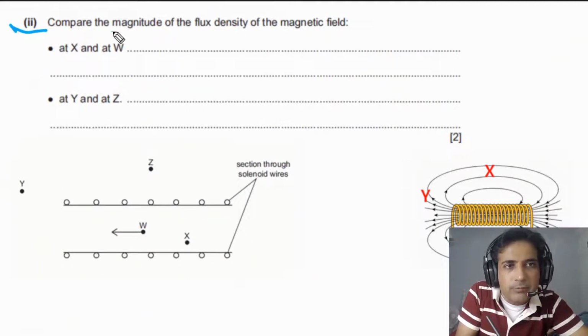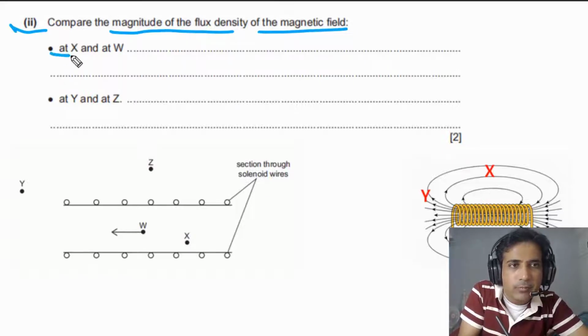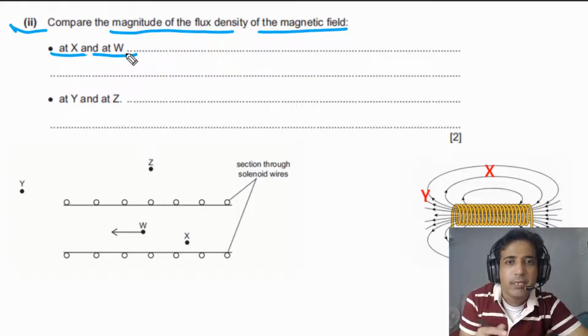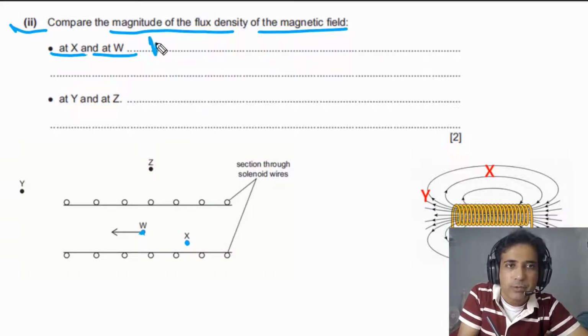For the second part, we need to compare the magnitude of the flux density of the magnetic field at point X and at point Y. We have already discussed the magnetic field at point X and at point W is approximately the same, because the magnetic field inside the solenoid is uniform. So simply we can say the magnetic flux density at X is approximately equal to the magnetic flux density at W.